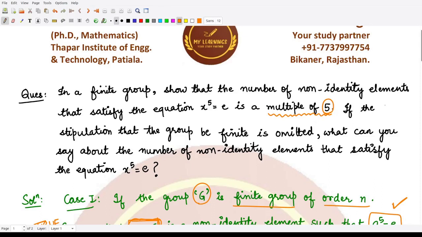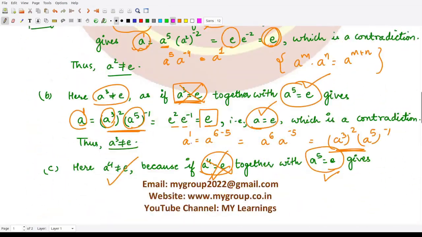Okay, moving forward on to the second part. In the second part, they are saying if the stipulation that the group is finite is omitted, that means if we remove the condition of finiteness of this group, that means if we suppose that our group is infinite, its order is infinite, so that means it would have infinite number of members within it, then what can we say about the number of non-identity elements which would satisfy this condition? So let's see what would happen here.